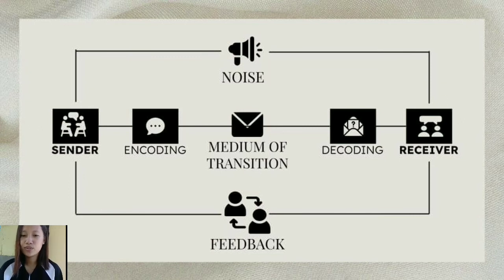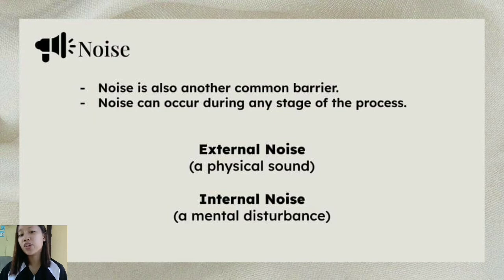As you can see in the illustration, noise. Noise is also another common barrier, as I said. Noise can occur during any stage of the process. I already said that kanina. There is external noise. External noise is a physical noise, like a dog barking while I am talking to someone giving information. That, for example, the dog is barking. That already interrupts or becomes a barrier to the sender and receiver.